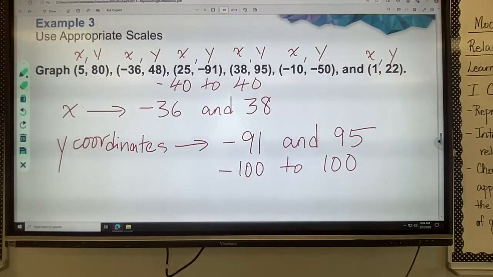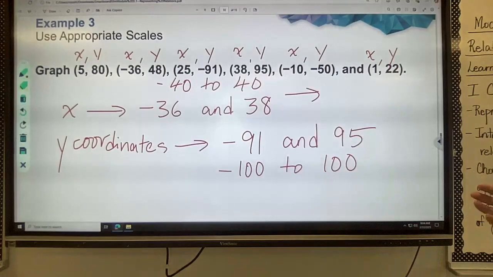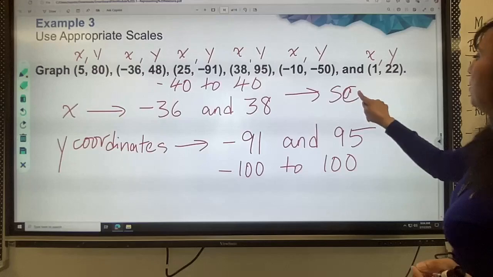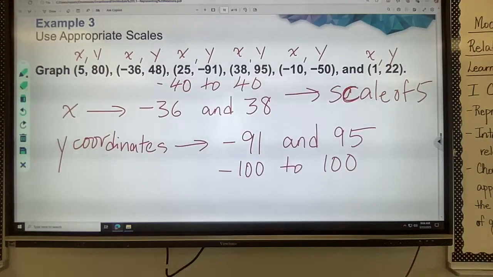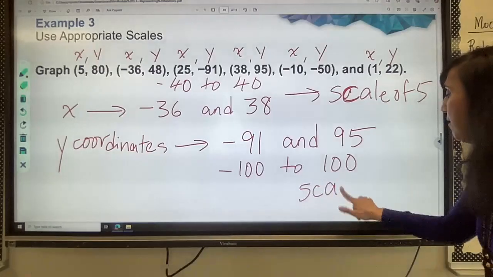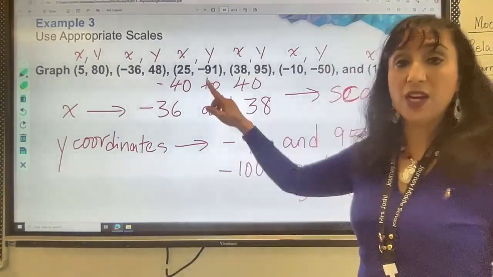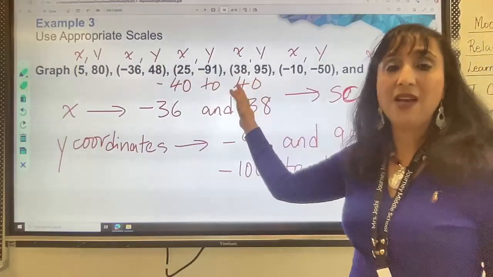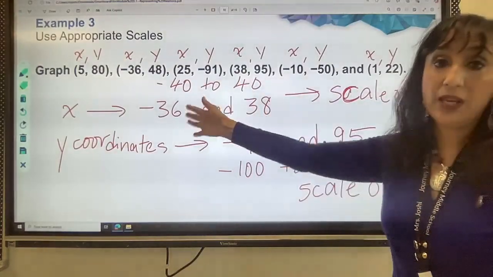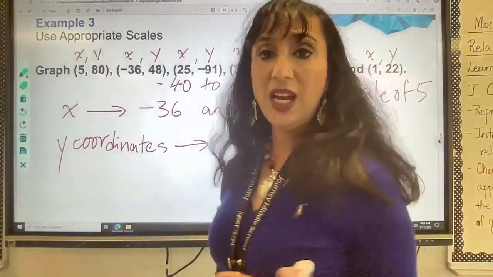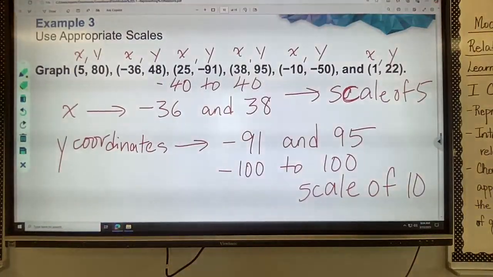And so on this one, we're talking about from 40, what scale can I use? I can definitely use a scale of 5. And for the y axis, I can use a scale of 10. Because look, 5, 10, 15, 20, 25, 30, 35, 40. So that would be good to use on the x. And for the y, because the numbers are almost, if not over, double the amount, I can just do 10, 20, 30, 40. And that's the scale that I would use. You should know how to use those appropriate scales.